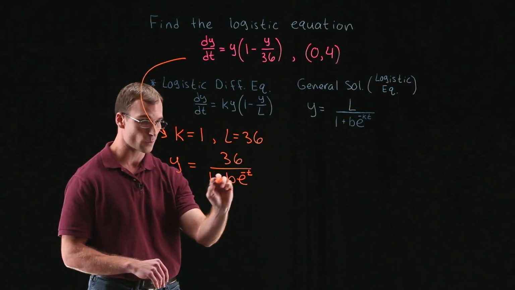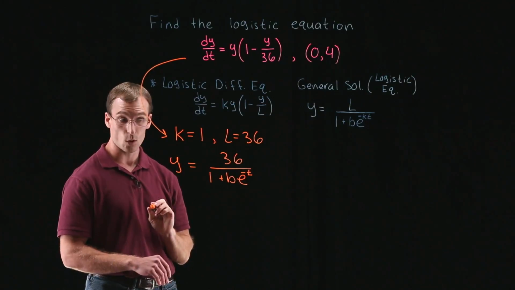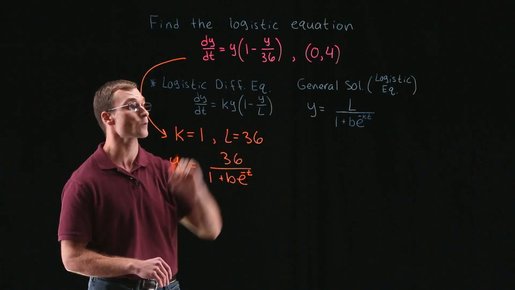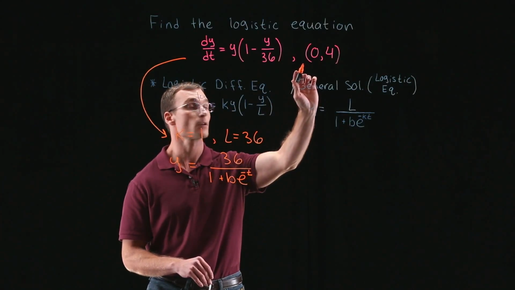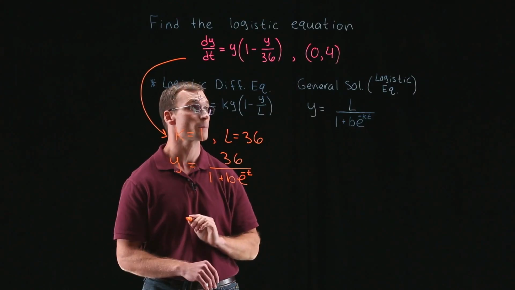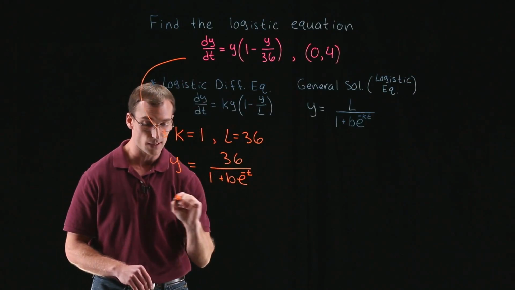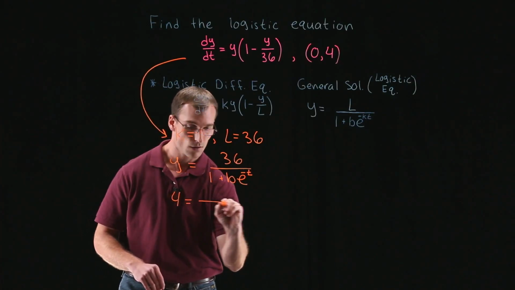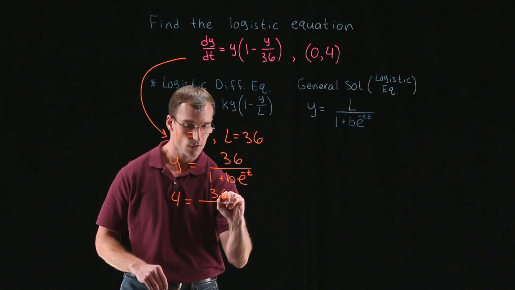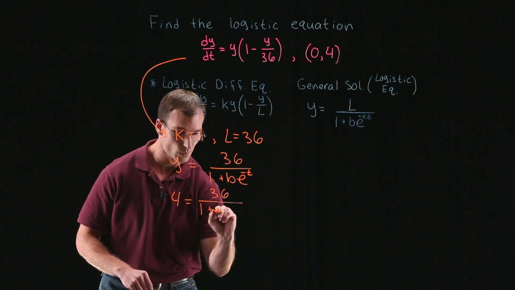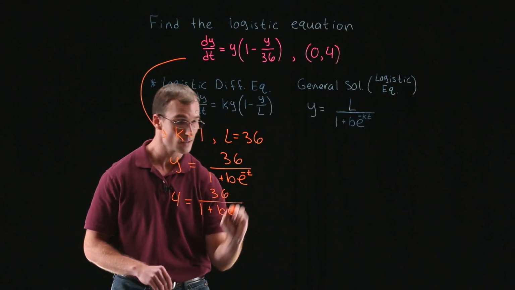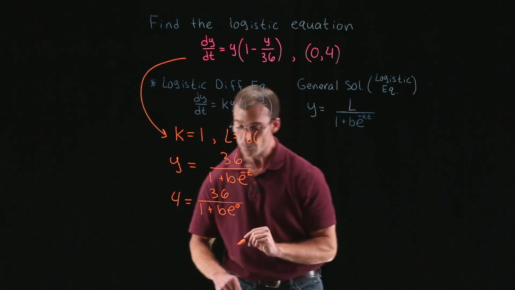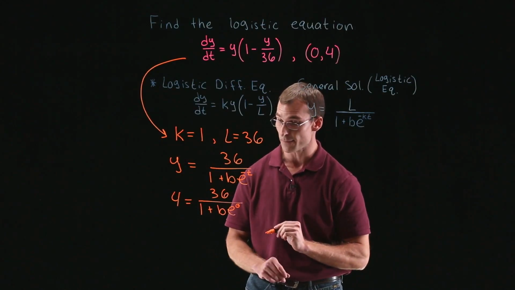Now, how can we find this value of b? Well, what we want is for this equation to pass through our point at t value 0, y value 4. And so if we plug those values in, 4 for y is equal to 36 divided by 1 plus b times e to the negative 0, or e to the 0 power. Okay? So now we can just solve this for the constant b.